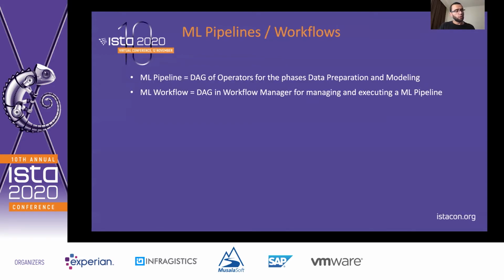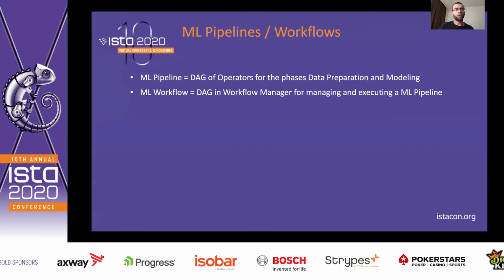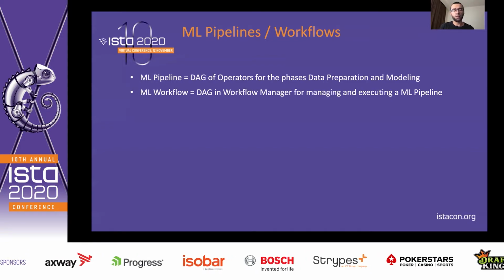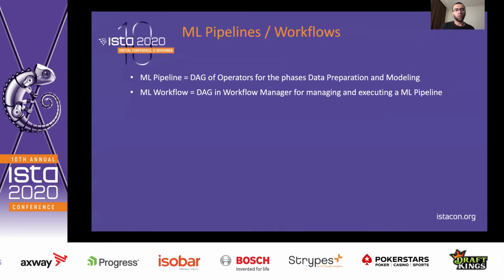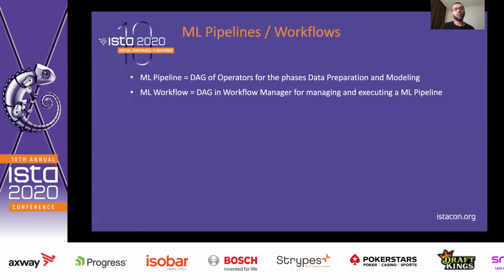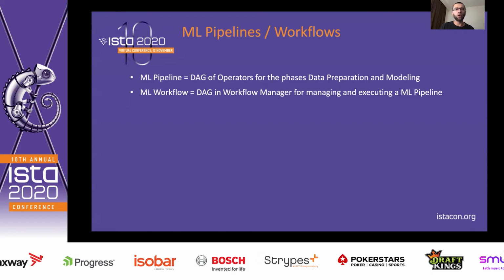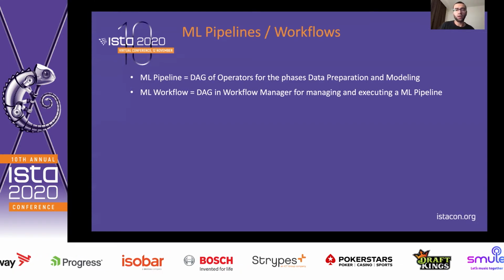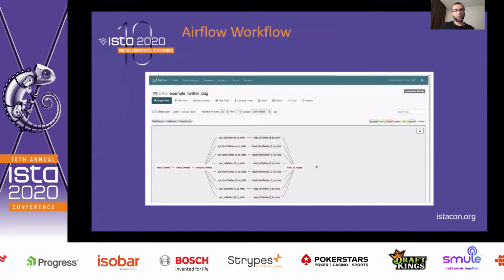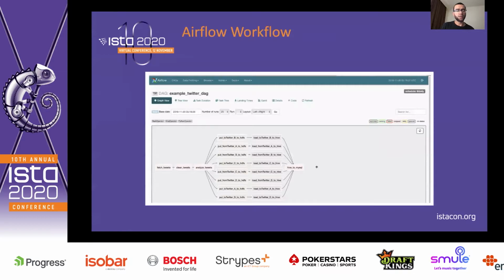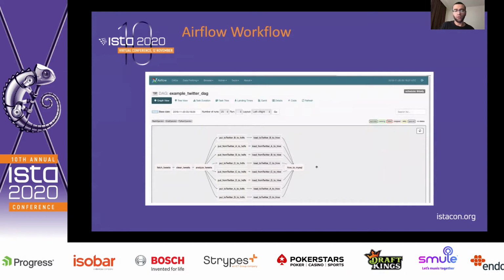Okay, so then we continue to the next layer, machine learning pipelines and workflows. By machine learning pipeline, we mean a directed acyclic graph of operators. And by machine learning workflow, we mean that this graph now goes in some workflow manager where we manage it and execute it. So let's see a few examples very quickly. So this is how a workflow looks in Airflow, for example.